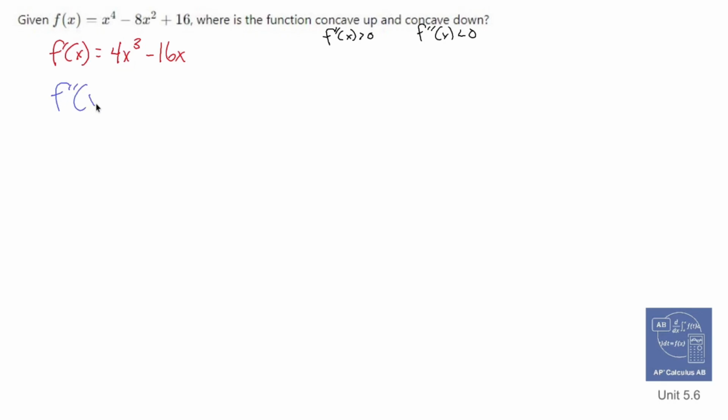Okay, let's find the second derivative. F double prime of x is going to be 4 times 3, which is 12, x squared, and then the 16 becomes minus 16. Ugh. This is going to be gross. That grunt means it's not going to be pretty at all.